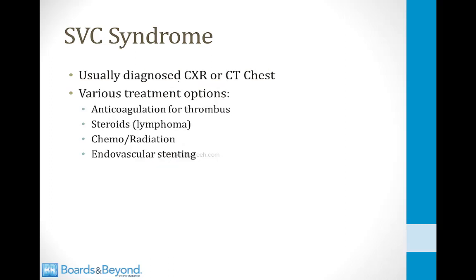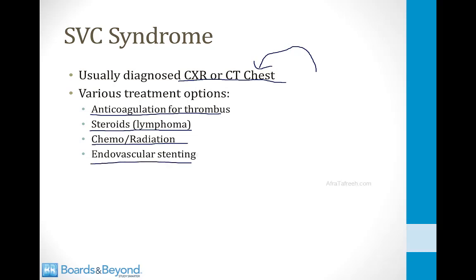Usually this is diagnosed by either a chest X-ray or a chest CT, and you can see a dilated SVC. Also with a chest CT, you can sometimes see the thrombus in the SVC. And there are various different treatment options. So if it's from a blood clot, anticoagulation is given. If it's from lymphoma, steroids are commonly given because they will shrink the tumor and relieve the obstruction. Sometimes urgent or emergent chemo or radiation is done, and there are endovascular stents that can be inserted to expand the SVC and allow the blood to drain.